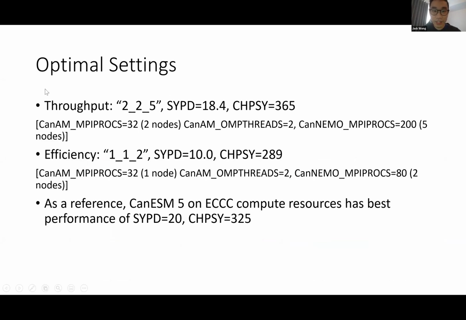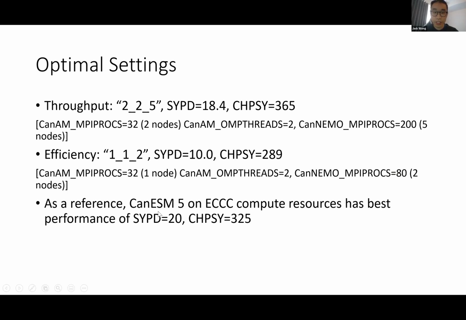And here is a summary of the optimal settings. So throughput is 225 using 32 CAN AM processors distributed across 2 nodes with 2 OpenMP threads, and 200 processors distributed across 5 nodes on Niagara. And the efficient one is using 32 distributed on 1 node, and using 80 cores for NeMo distributed across 2 nodes.